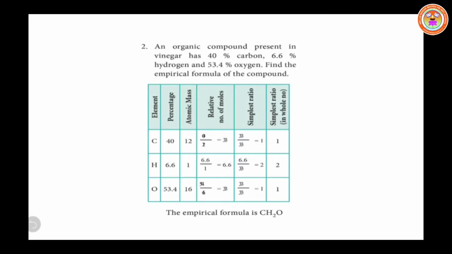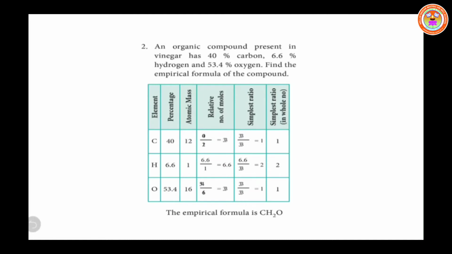Here the lowest value is 3.3, isn't it? Yes, the lowest value is 3.3. So we should divide the relative number of moles by 3.3. Understand, children? Now we can calculate the simplest ratio of the elements. For carbon, 3.3 divided by 3.3 is equal to 1. Then for hydrogen, 6.6 divided by 3.3 is equal to 2. Then for oxygen, 3.3 divided by 3.3 is equal to 1.